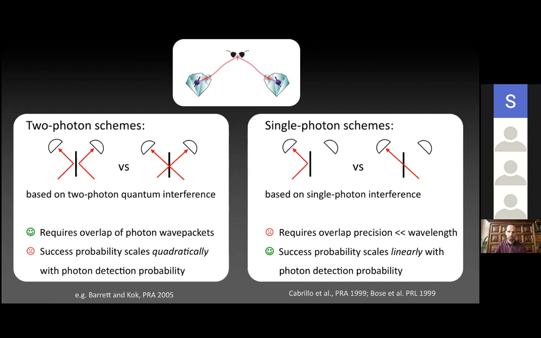Now, there are other schemes proposed that make use of something else. Namely, you herald on detection of a single photon, where the single photon can now have come from the left or from the right, and you make sure that the probability that there were two photons to start with is actually very low. So this does require more overlapping precision. Actually, it requires phase stabilization, as I will show you in the next slides. But the success probability scales linearly with the photon detection probability. And that, in the high loss regime, is actually very advantageous.